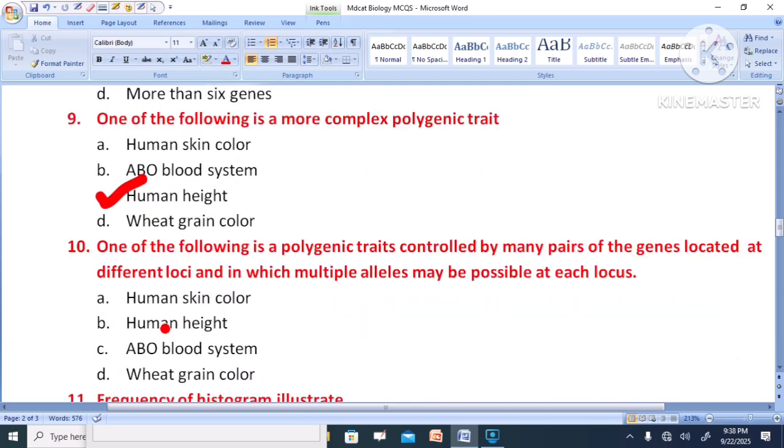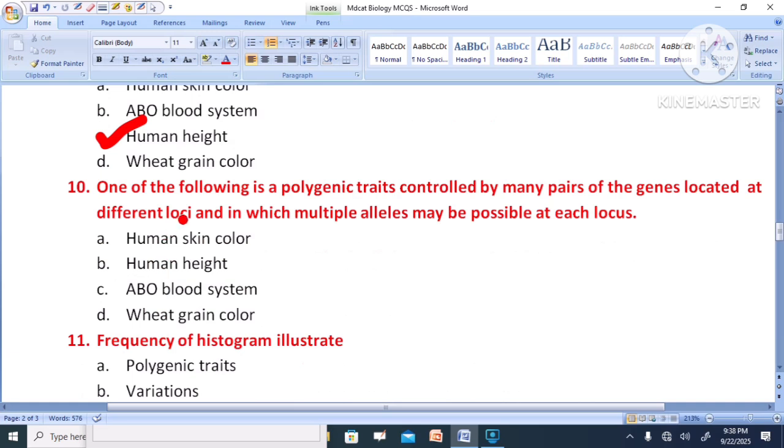So the next question is, which one of the following is a polygenic trait controlled by many pairs of genes located at different loci and in which multiple alleles may be possible at each locus. So options are option A human skin color, option B human height, option C ABO blood group system, option D wheat grain. So the right answer is option B human height.